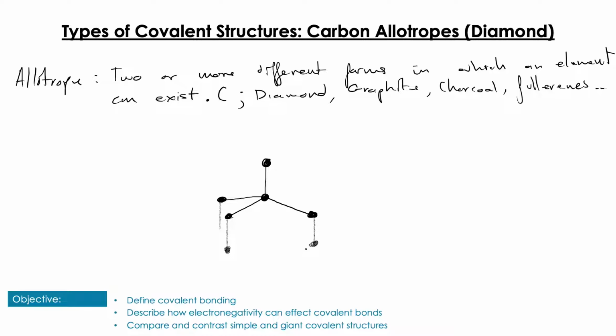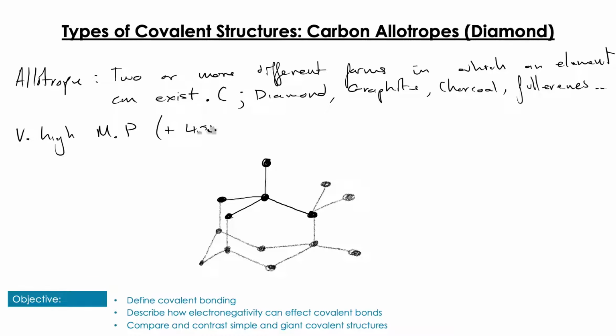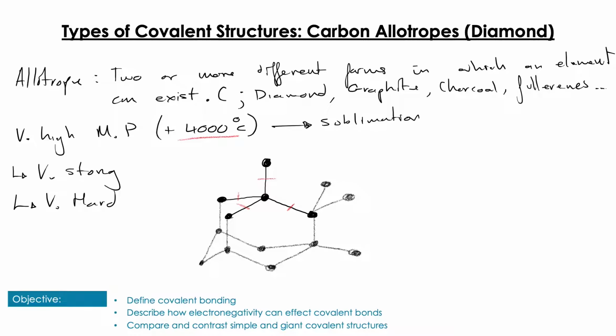But basically they're all carbon, and the only difference between them is the way in which the atoms are bonded together and the structure that they form. This means we have an incredibly high melting point. In fact, carbon doesn't have a boiling point because it sublimates at over 4,000 degrees centigrade. That means going straight from solid to gas. It's very strong and very hard, indeed the hardest substance that humans know of. And there's no free electrons, and so it is not an electronic conductor.